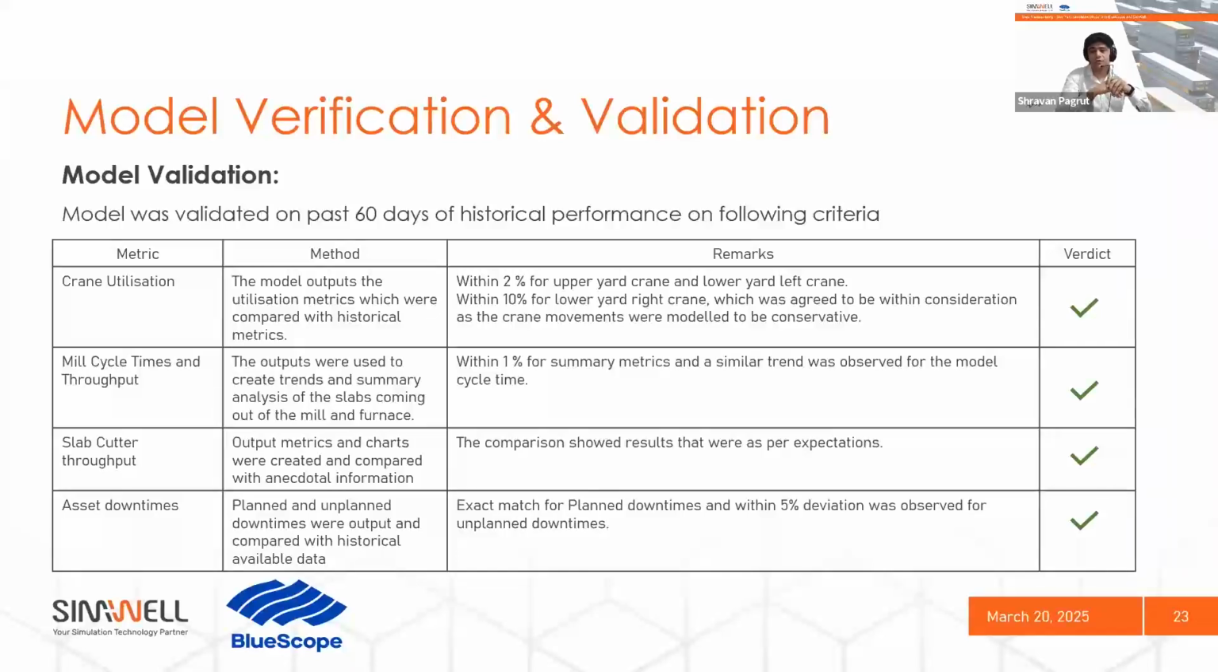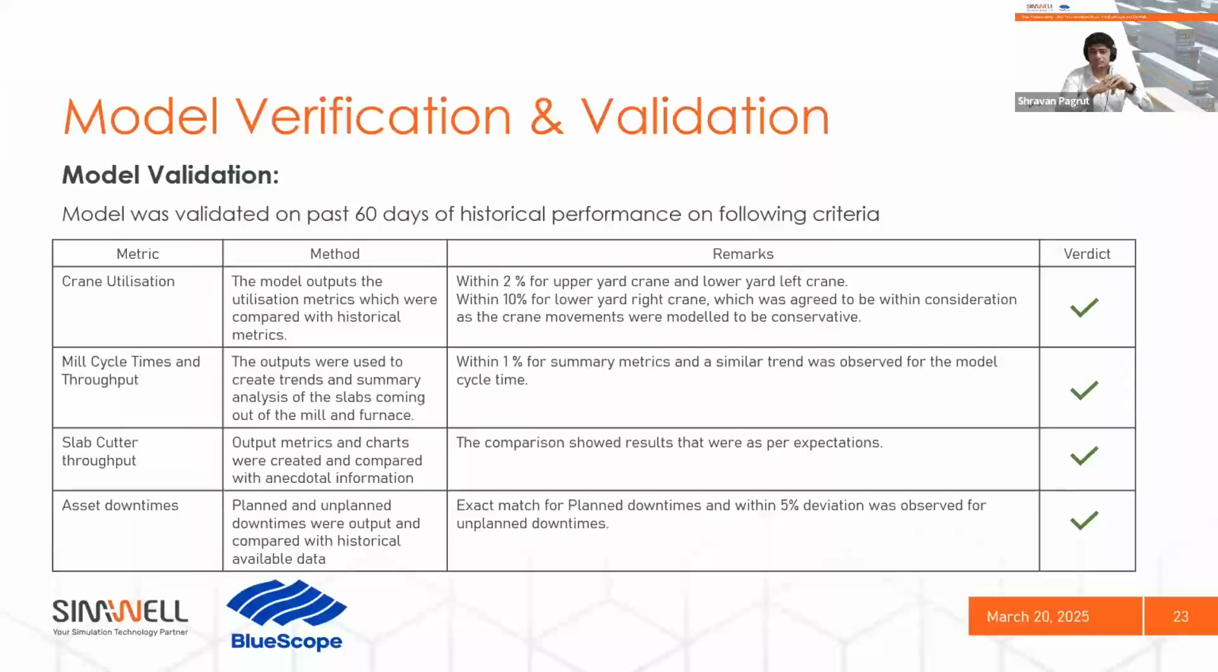Validation is basically making sure that the model is an adequate representation of real life. So for that, we had the historical data for the existing operation that we have modeled. What we did was we had a lot of output metrics like crane utilization, the mill cycle times, the throughput of the mill, the slab cutter throughput, and the downtimes. We matched that to the historical data.